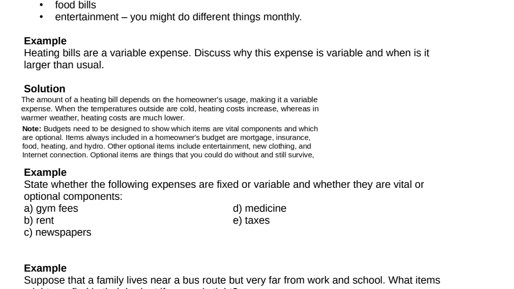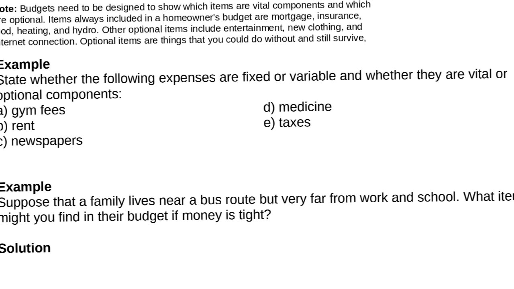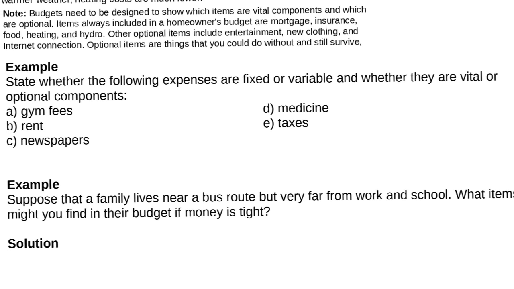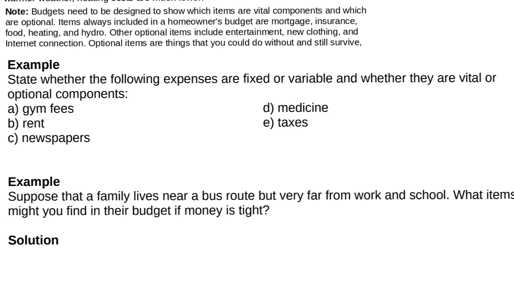Optional items are things that you're going to do without and you'll still survive. So things like your entertainment, you don't need, right? Something like your internet connection you can live with, but you don't actually need because you may have your cell phone for that. So now let's just quickly discuss the concept of vital and optional components, right?